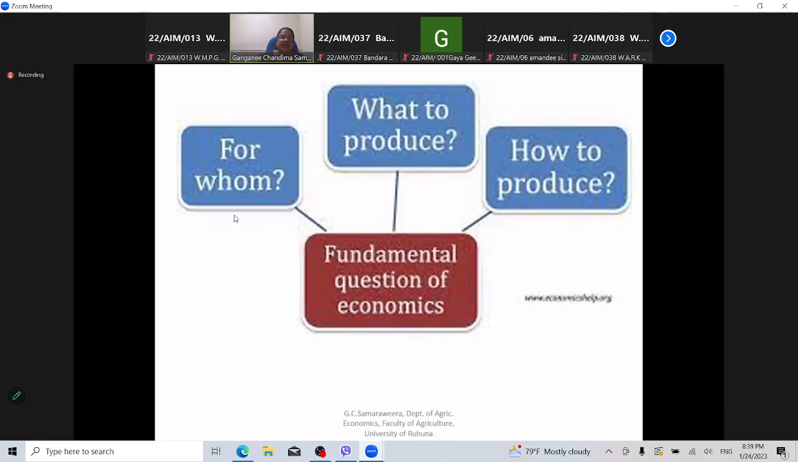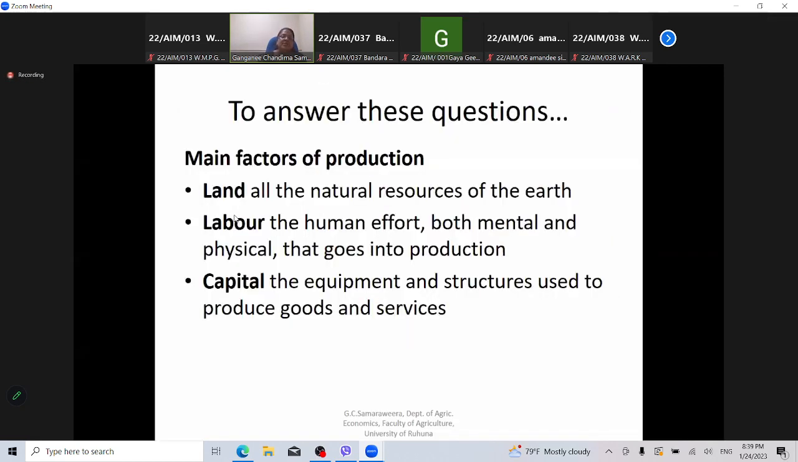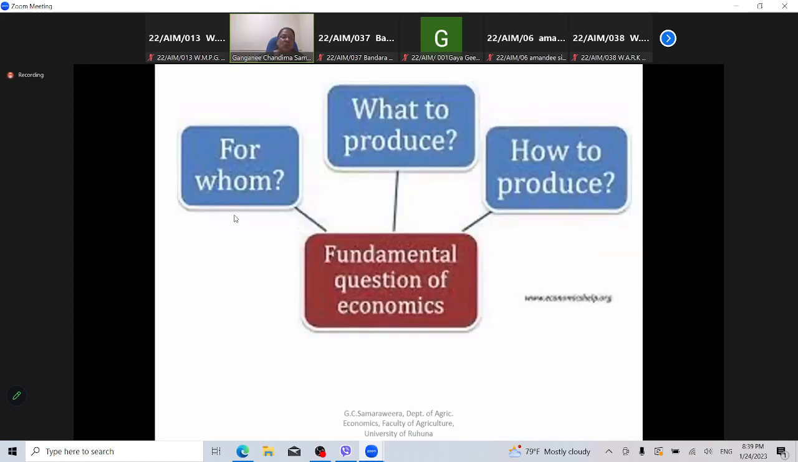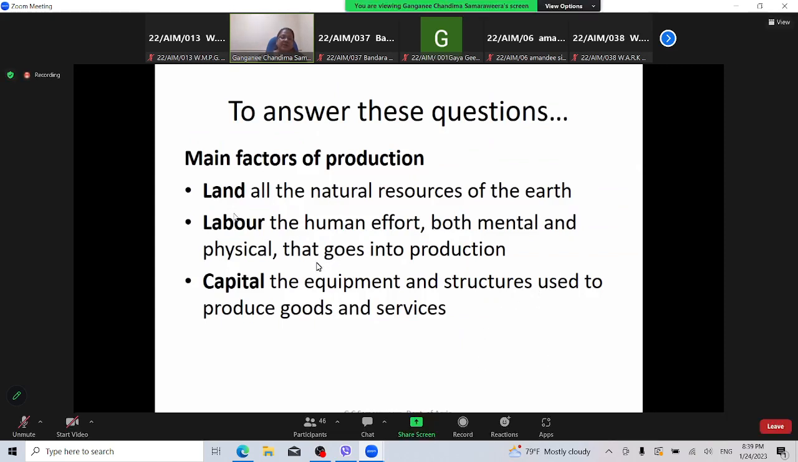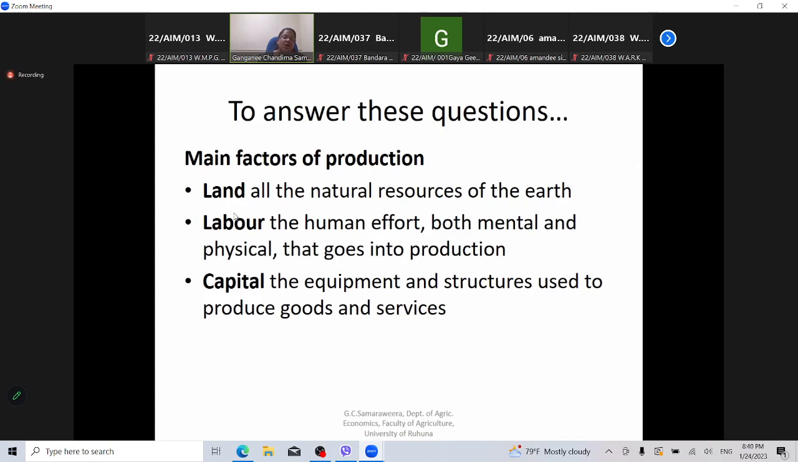We can take answers by using these factors. Okay. Then let's say for whom. Then we need to decide who our consumers, our customers are. Okay. Then what to produce. Then also we can decide, because we have the land and all other resources, what to produce.